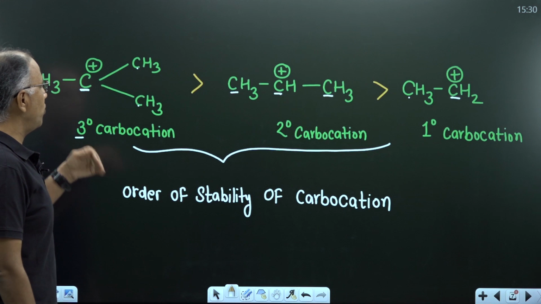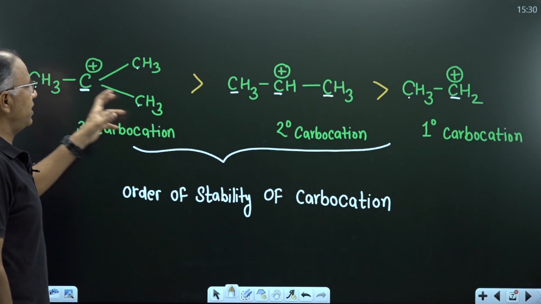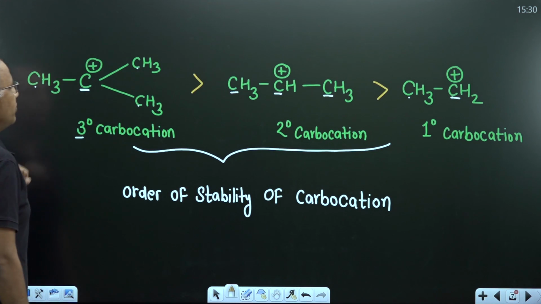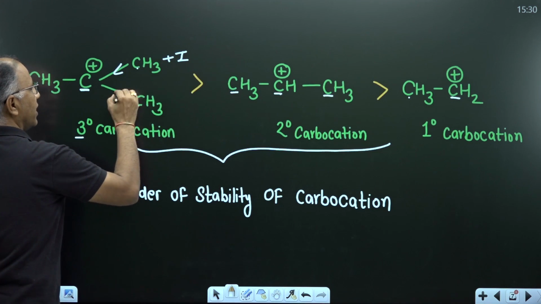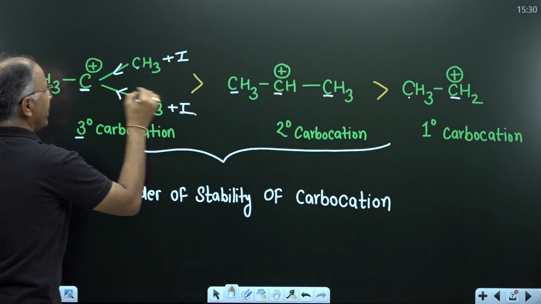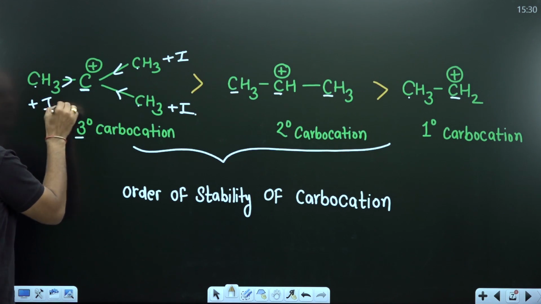Now 3 degree is the most stable cation. Among these three, 3 degree is the most stable. How is 3 degree the most stable? Because methyl is showing a plus I effect. As we know, the inductive effect is an additive effect, plus I and plus I.